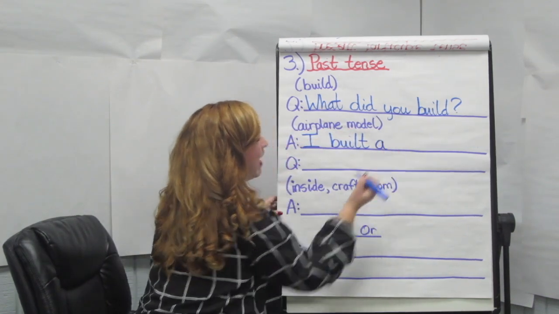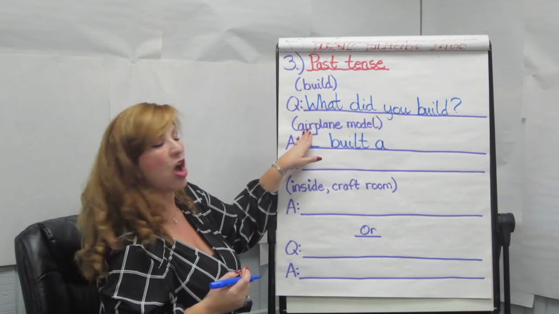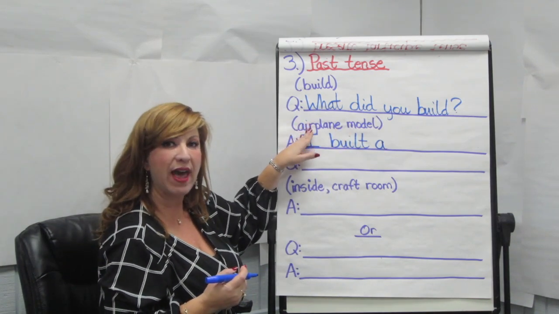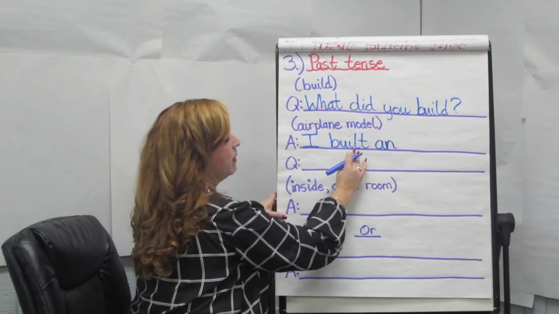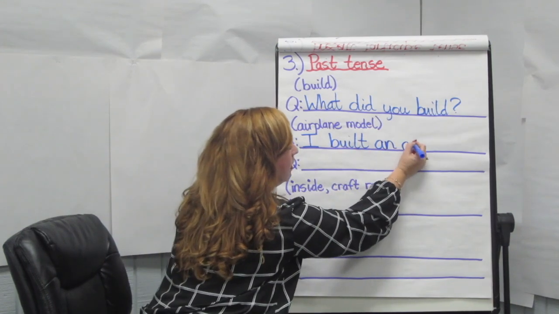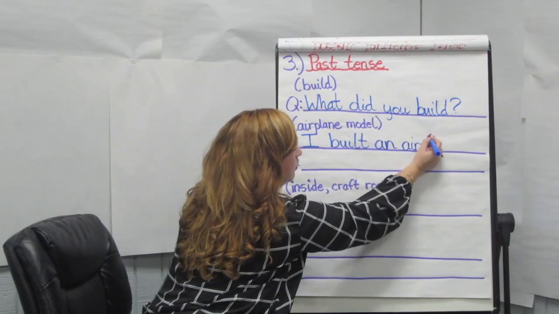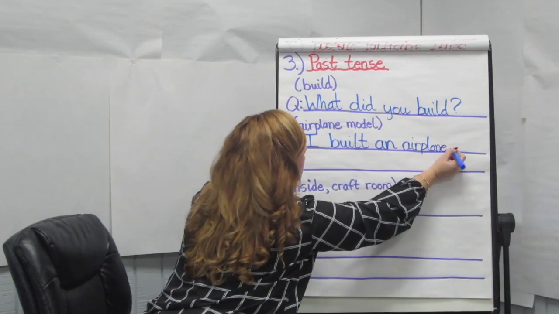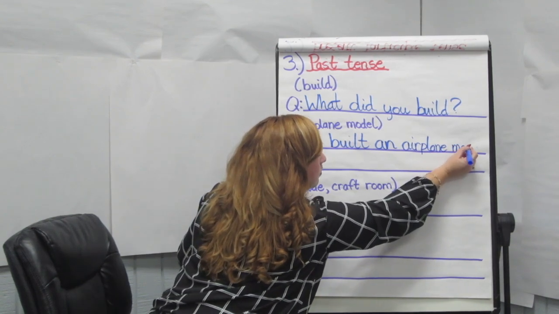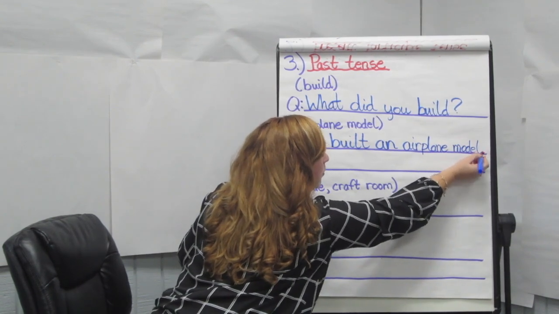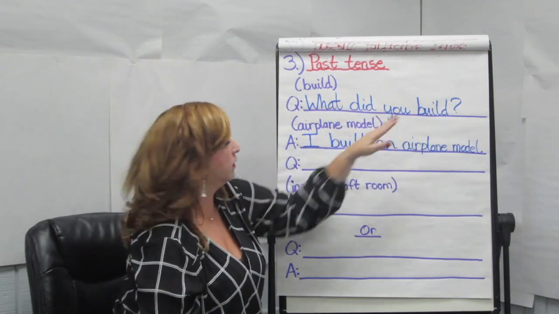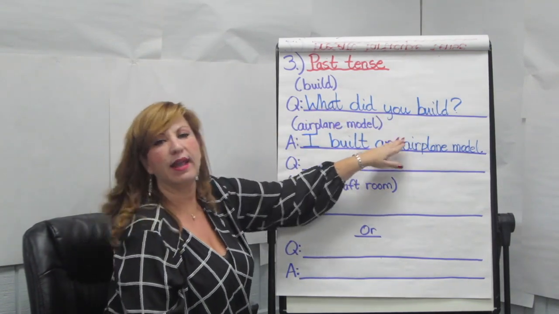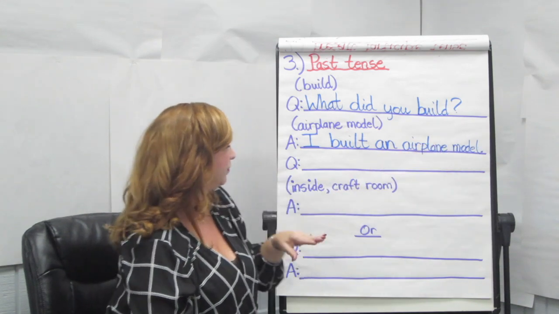Now remember, it would be A if this was a consonant, but because it is a vowel, we have to use N. I built an airplane model. So again, what did you build? I built an airplane model.